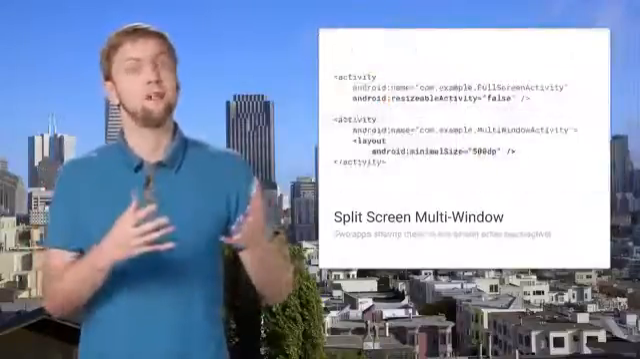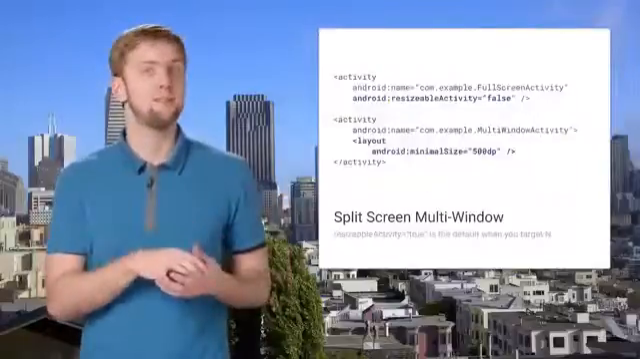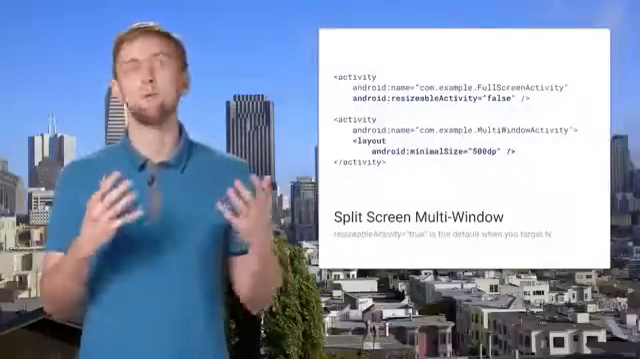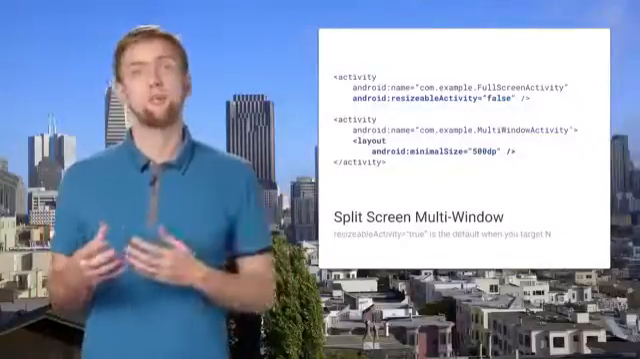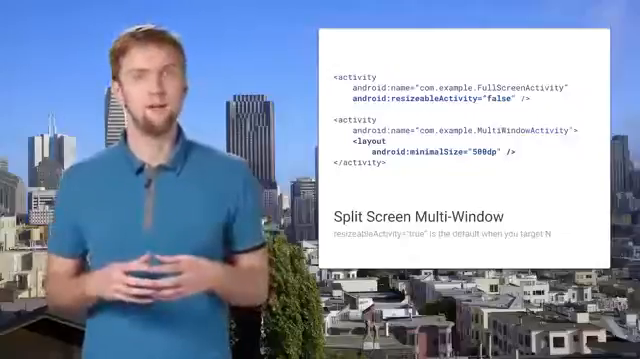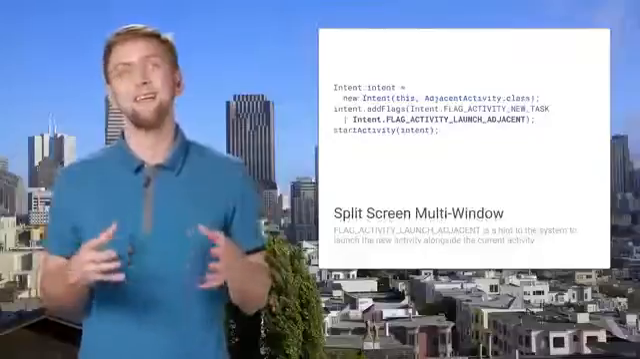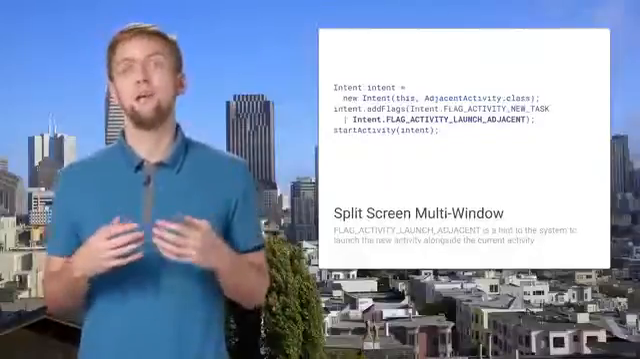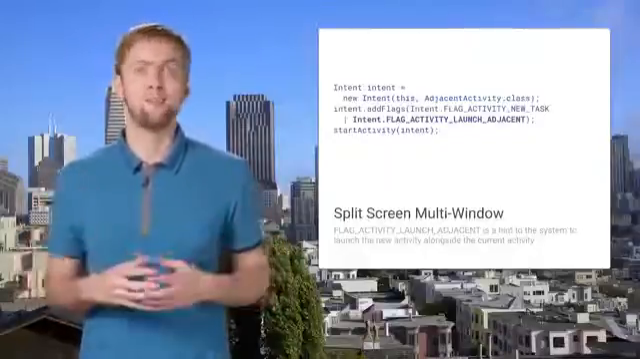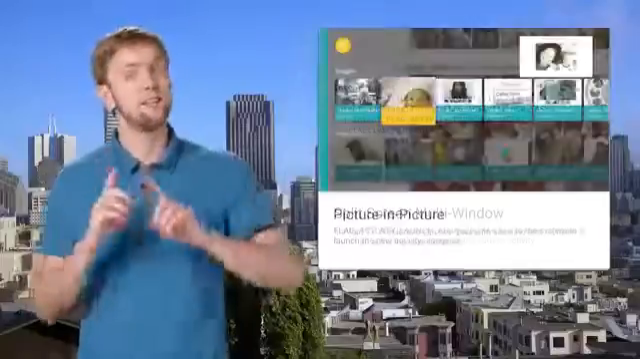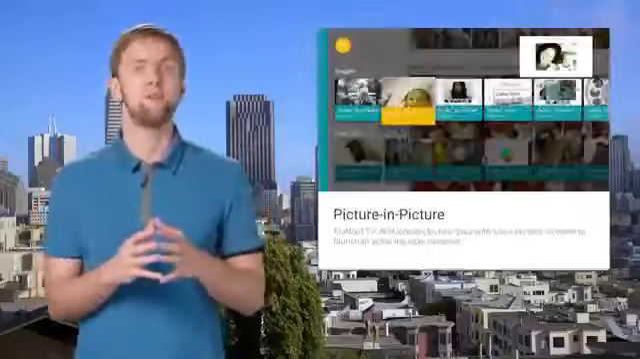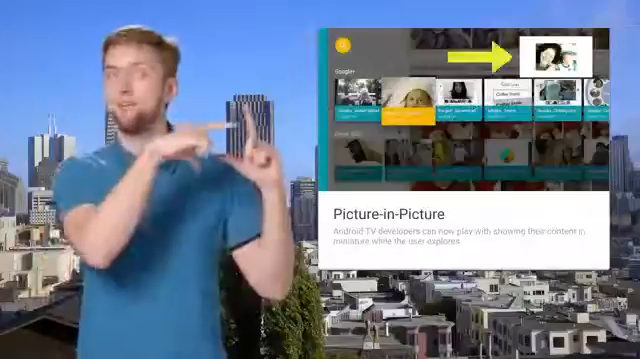There's a new resizable activity attribute you add to your manifest entry to control how you'll work with multi-window mode, and also attributes for setting a minimum size. There's also a fancy new launch adjacent intent flag to hint that you'd like the launched activity to be opened alongside the current activity. And there's a little something extra for Android TV users, picture in picture.